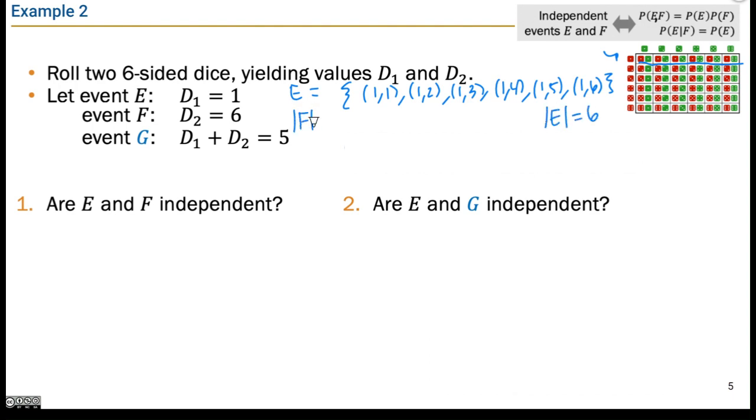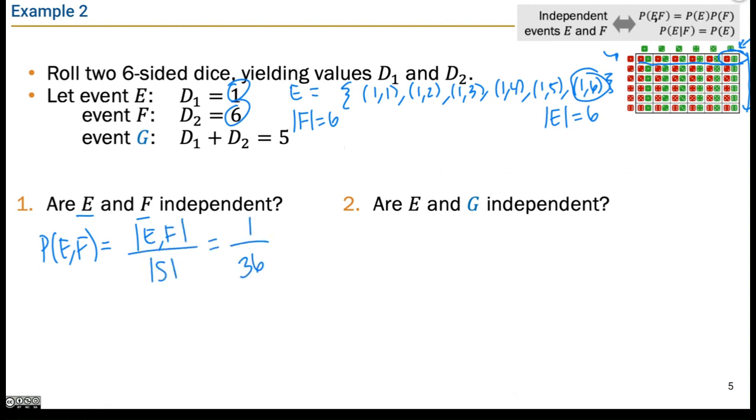Similarly, the number of outcomes in F is also 6, because that's assuming my second die roll was a 6, and there's 6 ways that could have happened. So if I want to think about E and F together, let's think about the way that I could get a 1 first and a 6 second. There's only one outcome that has that here, right here. So if I think of probability of E and F, and I'm doing it by equally likely outcomes, that's 1 out of my total sample space of 36 possible outcomes.